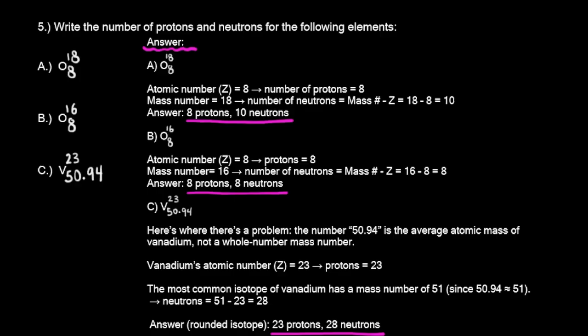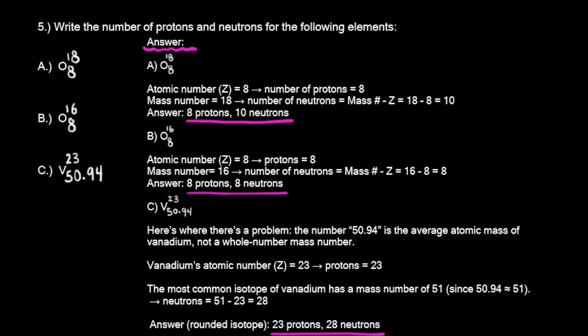This is important to know. One cannot determine the exact number of neutrons from the average atomic mass values. The exact number of neutrons can only be found from a specific isotope's mass number, not from the average atomic mass. So for option C, the exact number of neutrons cannot be known from the value that is provided. They need to give us the mass number for one of the isotopes of vanadium.